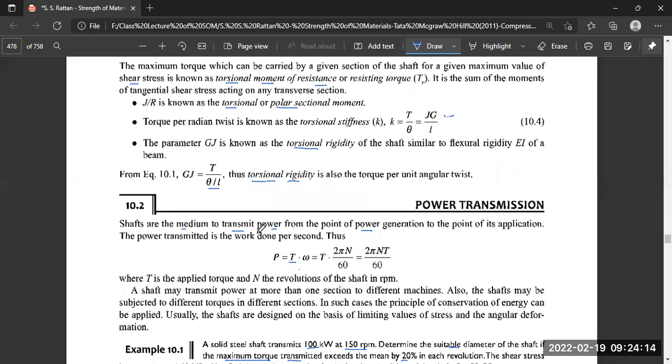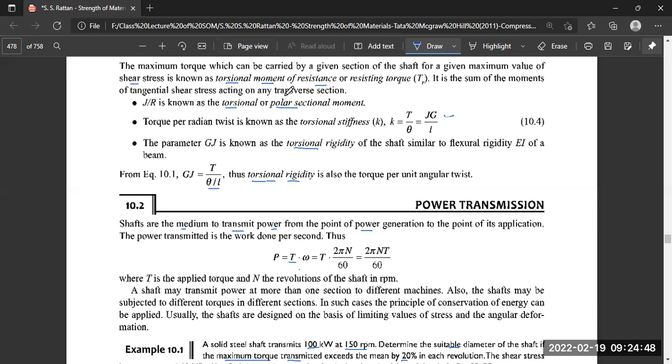We know about power transmission. A shaft is meant for transmitting power from one position to another, from a motor to a lathe, from an engine to the rear wheels of a car, from a turbine to the alternator of an electric generator.